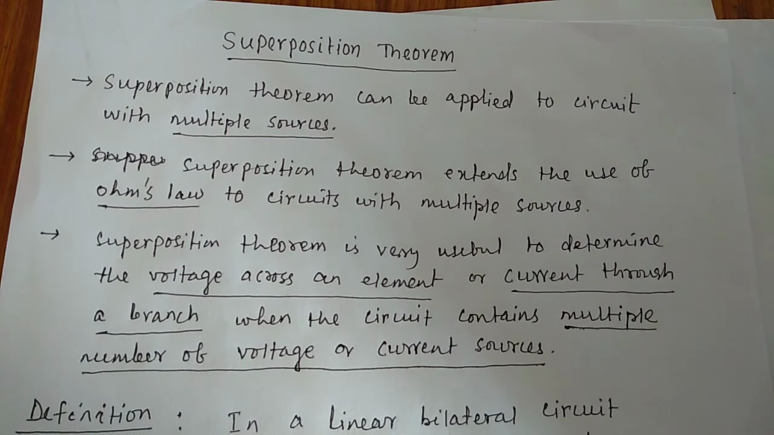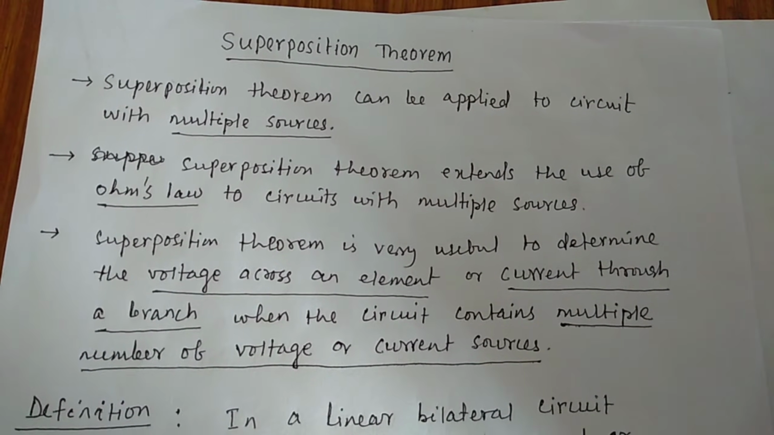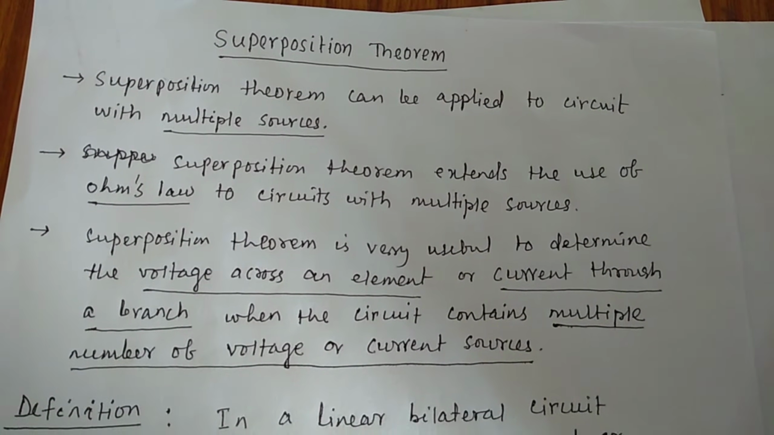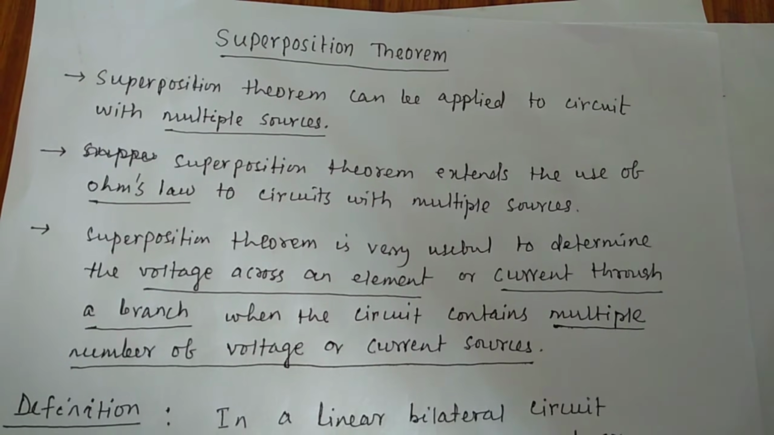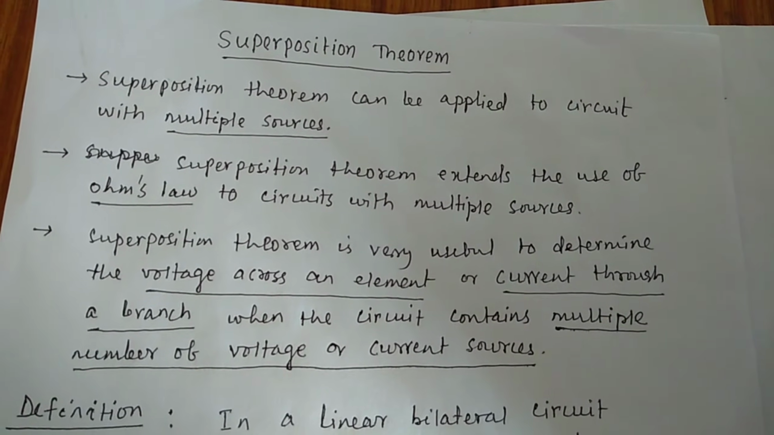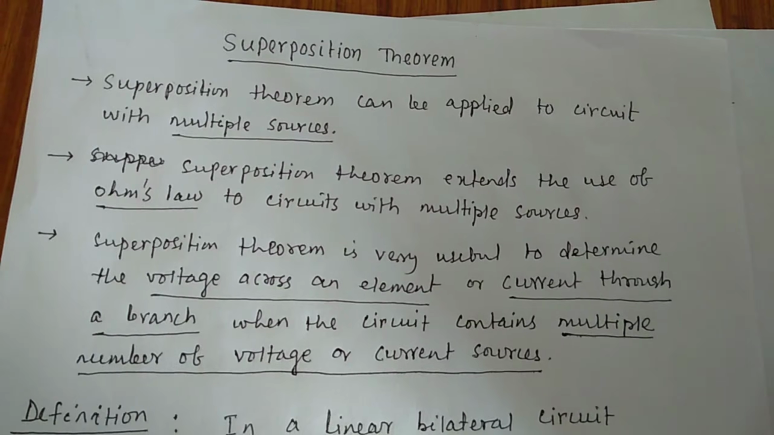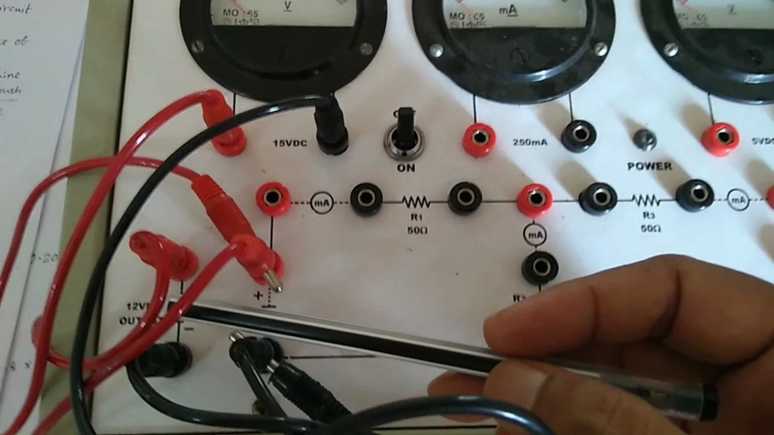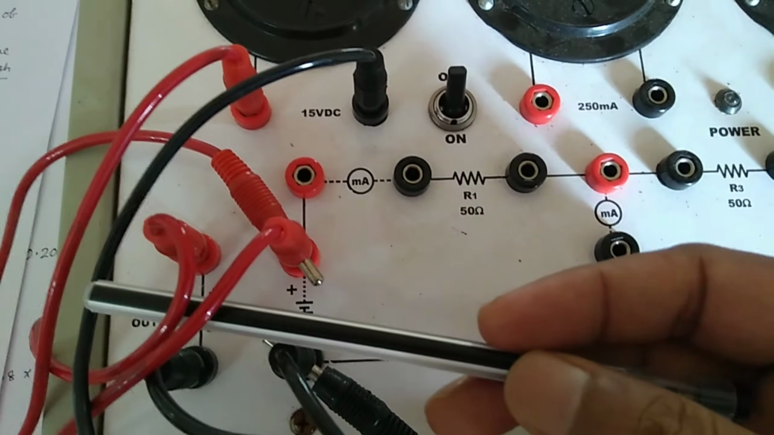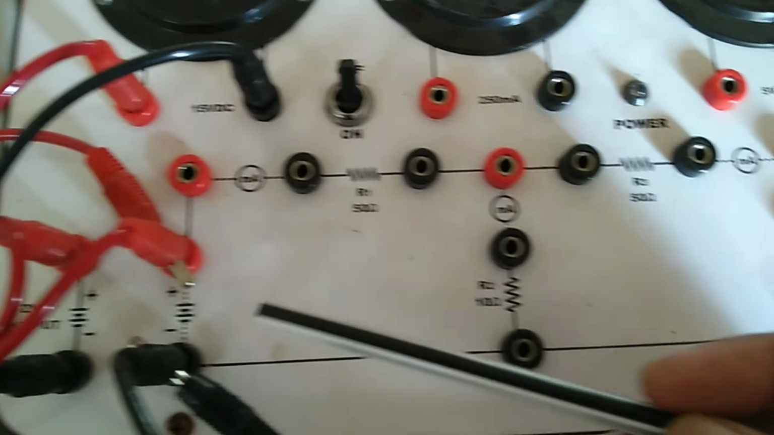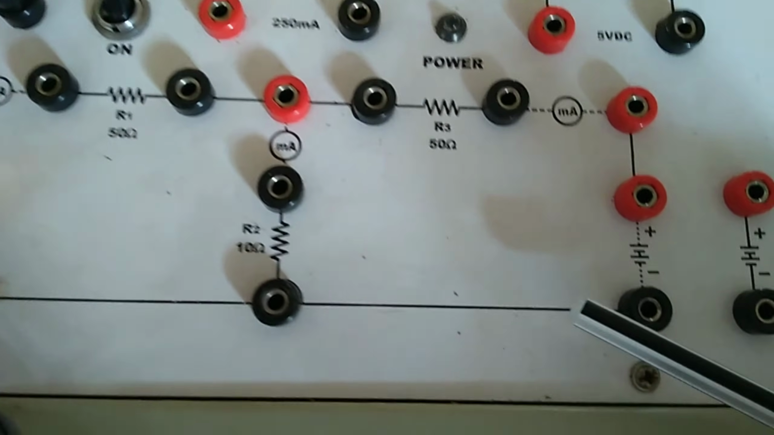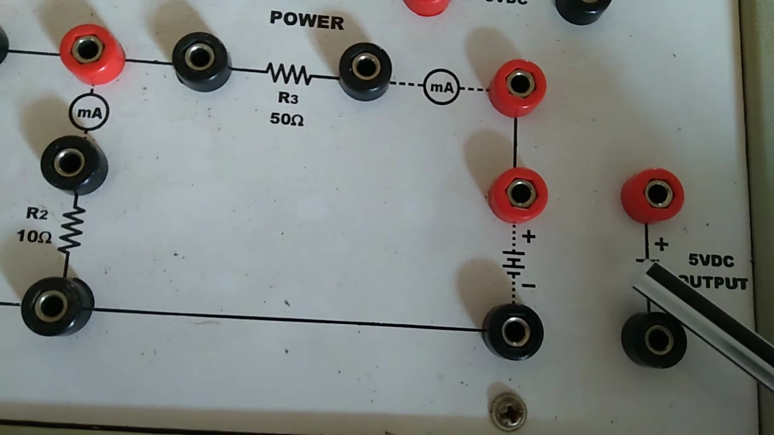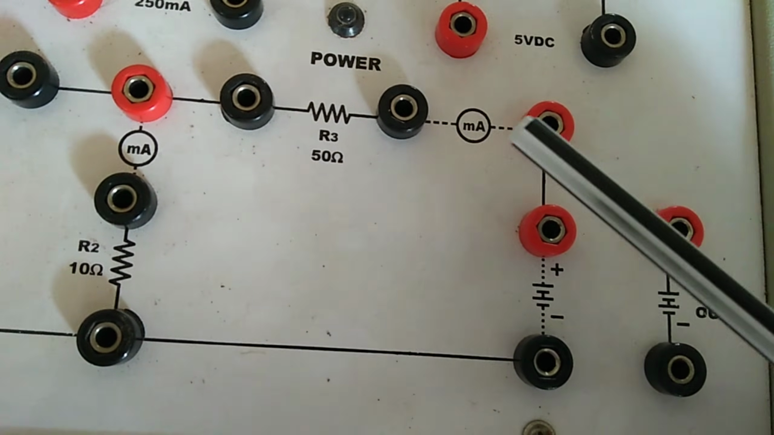The superposition theorem is very useful to determine the voltage across an element or current through a branch when the circuit contains multiple voltage or current sources. So here, you have a voltage source of 12 volt, and another voltage source of 5 volt. So you have two voltage sources, and you have current sources.